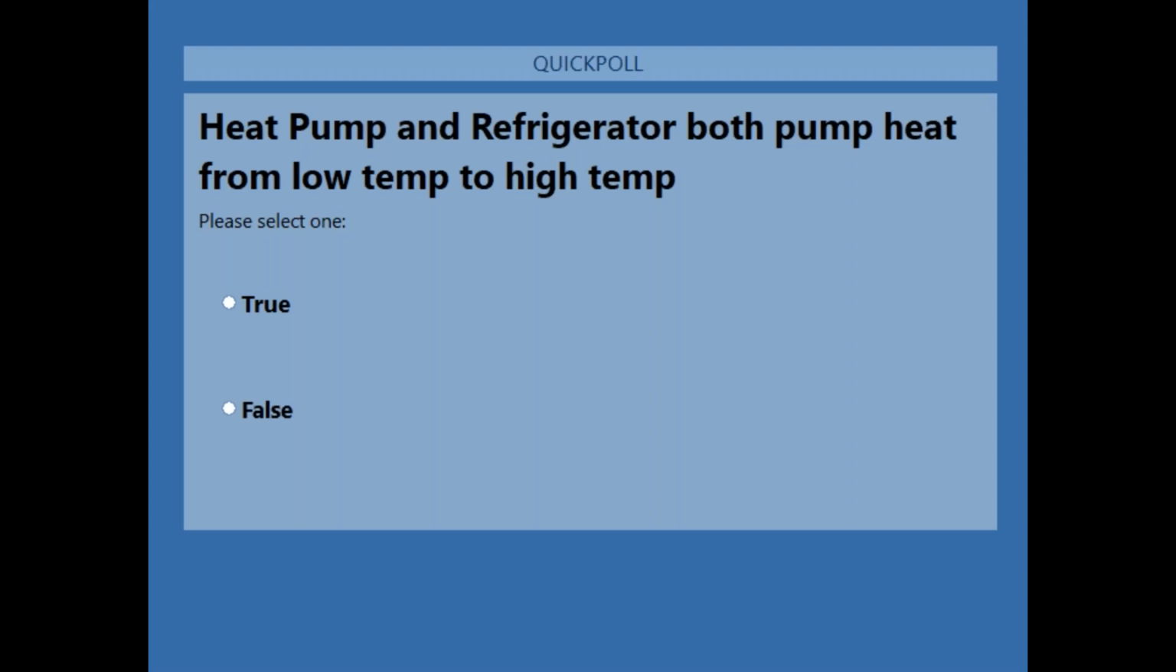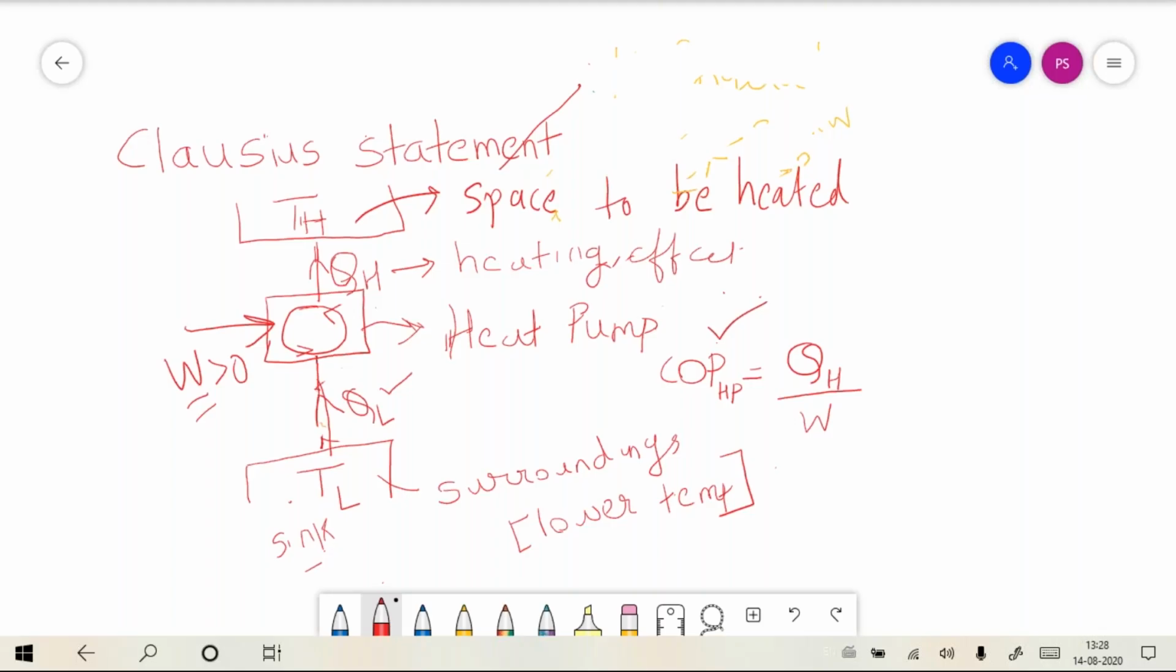So let me close this poll. 70% of the students have answered it correctly. The answer is true. So let me ask you another question based on the heat pump. This is to be calculated.